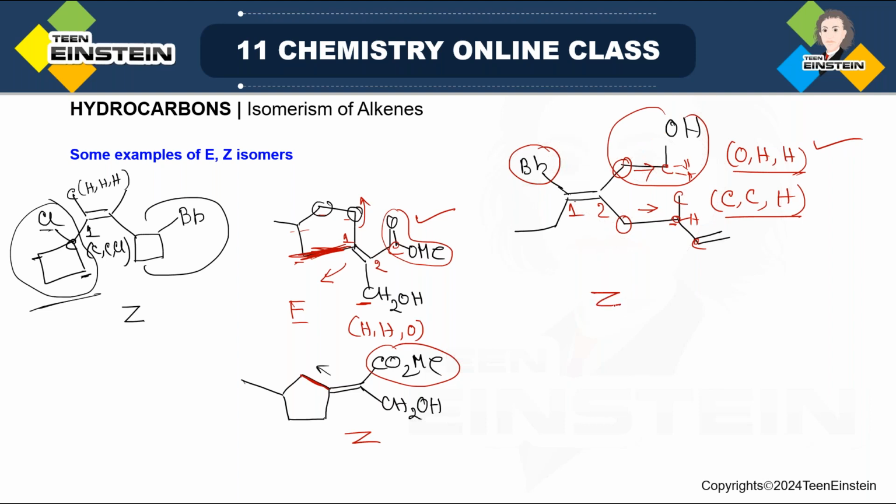So that is why this group will be considered as higher priority, and overall the molecule should be considered as Z. Okay. So 4 very unique examples we have discussed under examples of Z isomers. Next we will also see examples where we will apply nomenclature with some E/Z terms.